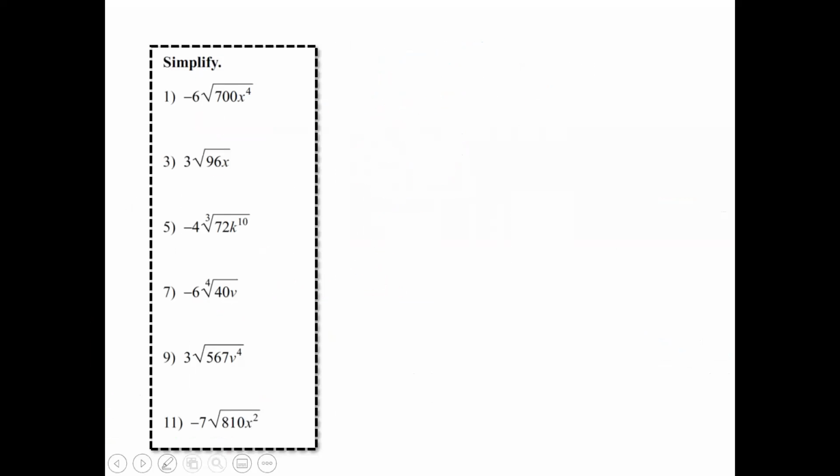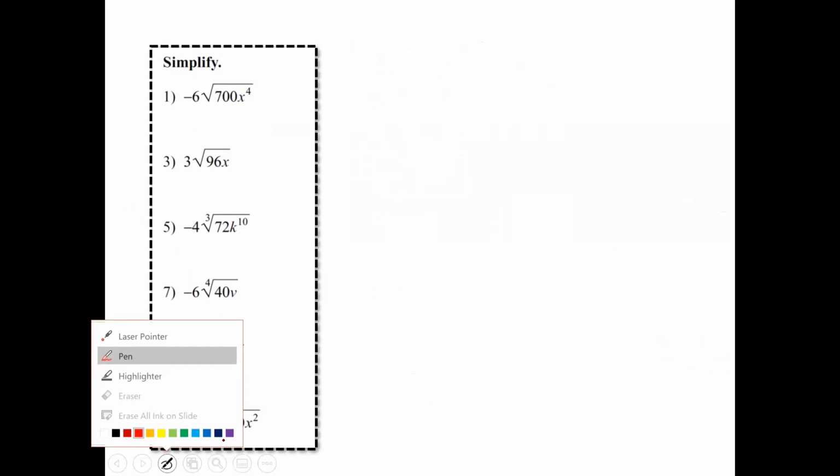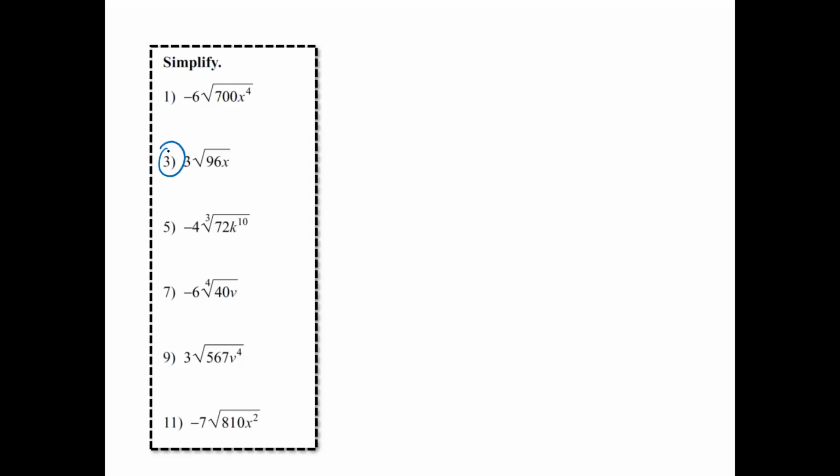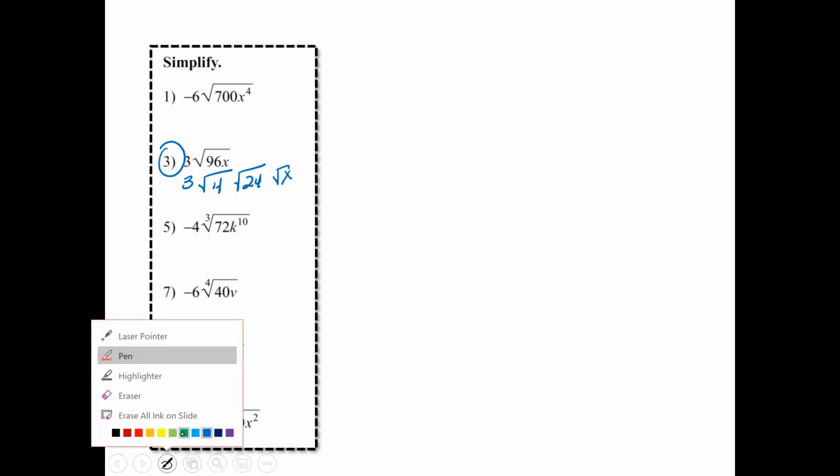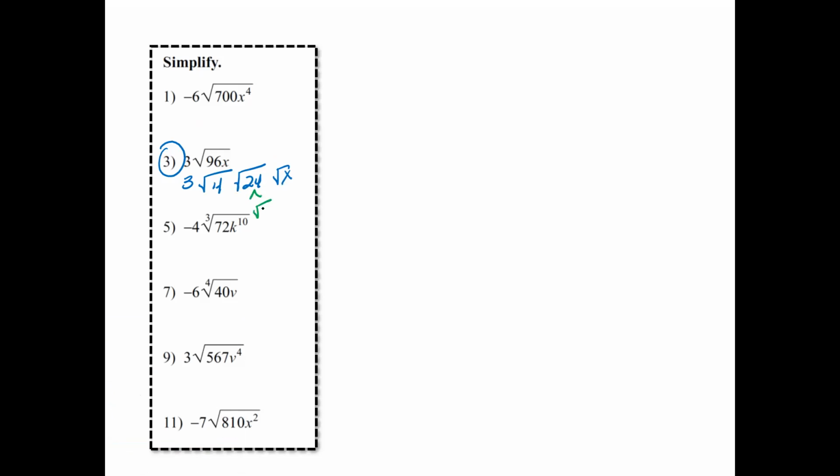All right, let's go ahead and take a look at the last column, you guys. So looking at this one here, let's go over number 3. So this is just 3 square root of 96. You gotta ask yourself, what is a perfect square that goes into 96? So does 4 go into 96? And it does, because 4 is a perfect square. So 4 times 24 and an x. But then you also know that the 24 here could be 4 times 6.